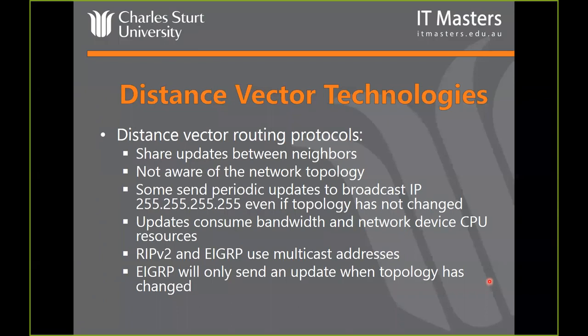But they'll send out those updates. RIP, for instance, will send out updates even if the topology hasn't changed. So every 30 seconds, RIP will send out an update, even if nothing's changed, which obviously consumes bandwidth and CPU resources primarily. RIP version 2 and EIGRP, as I said, will use multicast addresses. So it's not broadcast. They're specific multicast addresses that you're tuned to. And the other good thing about EIGRP is it will only send an update when the topology is changed or a link goes up or down, whereas RIP will send it out all the time.